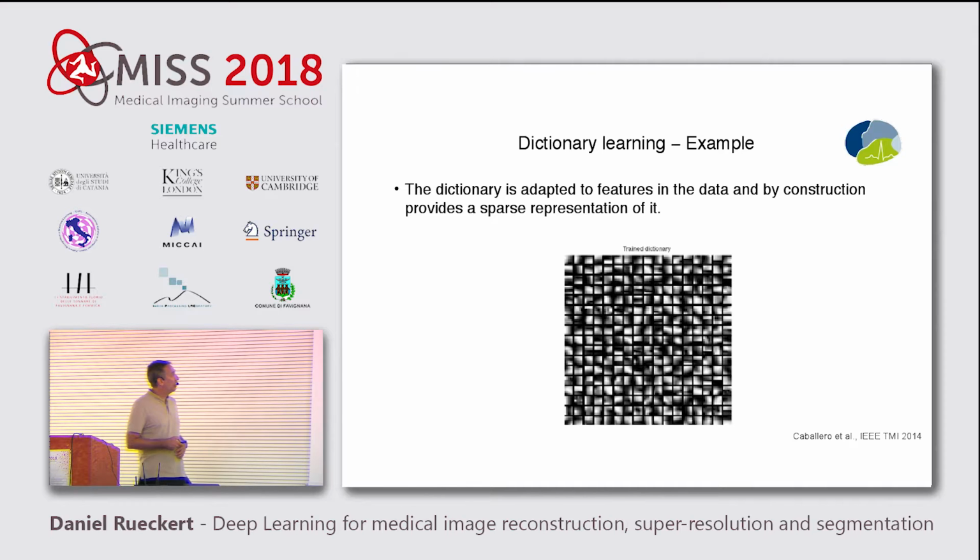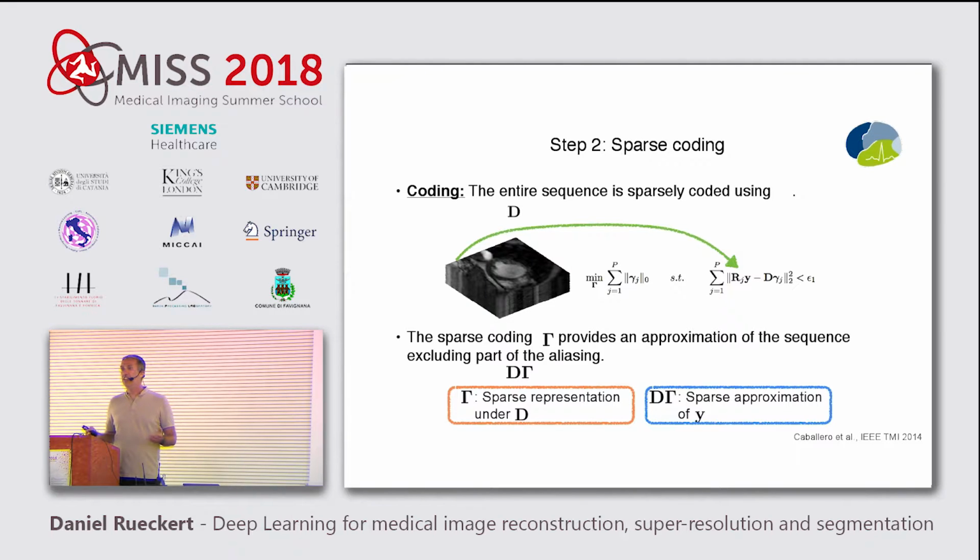Once I've learned the dictionary, I can go to the sparse coding step. The sparse coding step works as a denoising operation. I extract a patch from the image using this patch operator here, and then I minimize the distance between this patch and its representation from the dictionary multiplied with a coefficient vector. It turns out that representing these aliasing artifacts in the images is incredibly difficult with this dictionary, and therefore you effectively denoise the image.